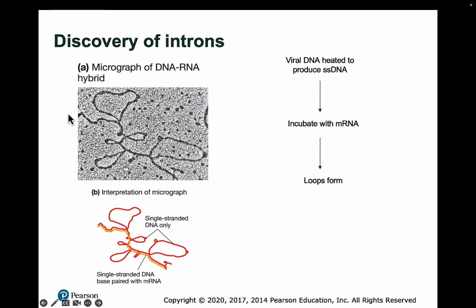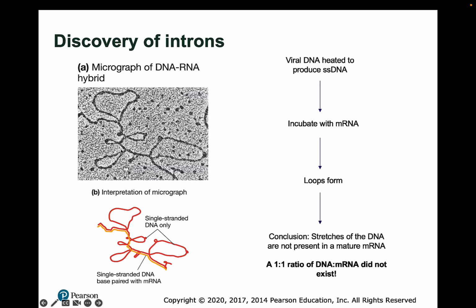And what they saw was that loops formed. That's shown here in this micrograph. So they saw that these loops were forming when you incubated single-stranded DNA with RNA. And so here's a loop, and here's a loop, and here's a loop. What they interpreted was that there were stretches of DNA not present in mature mRNA.